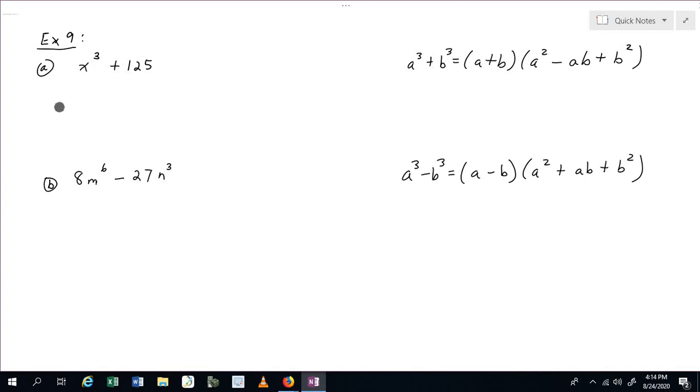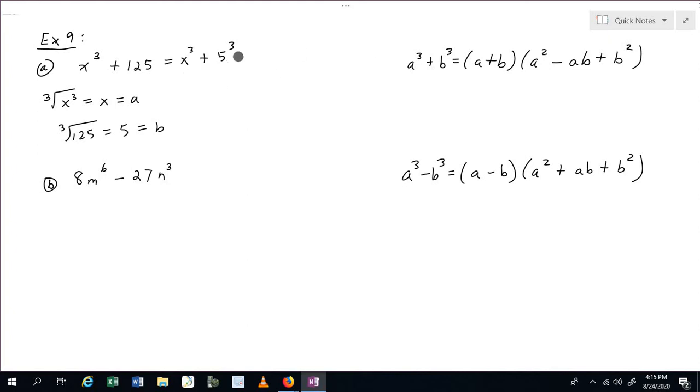And then hopefully you recognize this as the sum of cubes. And that's because if you take the cube root of x cubed, you get x, and that's going to be our A. And the cube root of 125 happens to be 5, and that's going to be our B. And that's because 5 times 5 times 5 is 125. Okay, so I'm going to write it that way. This is x cubed plus 5 cubed. Okay, so it's the sum of cubes.